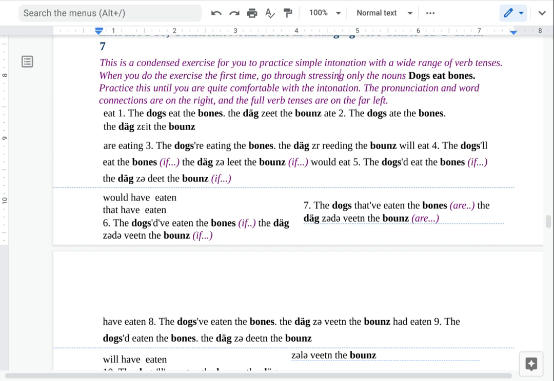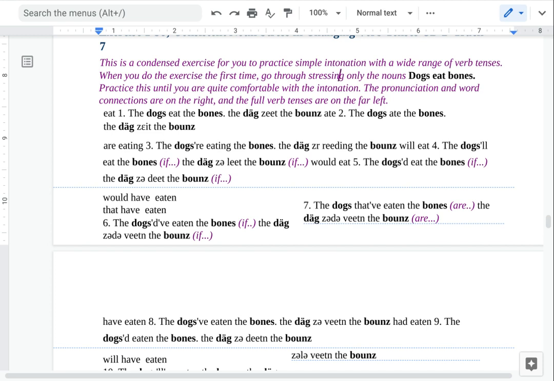1. The dogs eat the bones. 2. The dogs ate the bones. 3. The dogs are eating the bones. 4. The dogs will eat the bones. 5. The dogs that eat the bones. 6. The dogs that have eaten the bones.